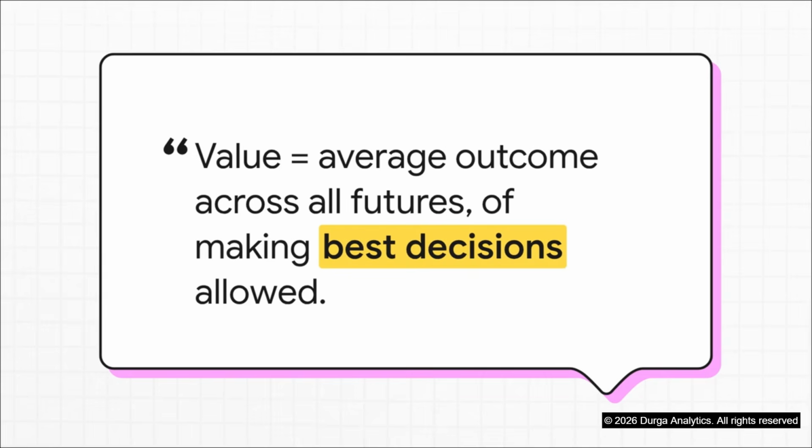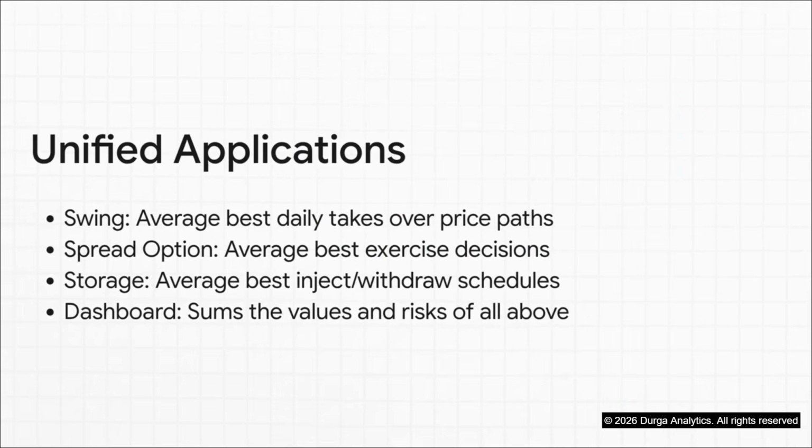and multiple commodities. And when we say all possible futures, we're literally talking about generating tens of thousands of Monte Carlo price paths in Python. It's like a giant what-if machine. Let's map this unified math directly to our projects.